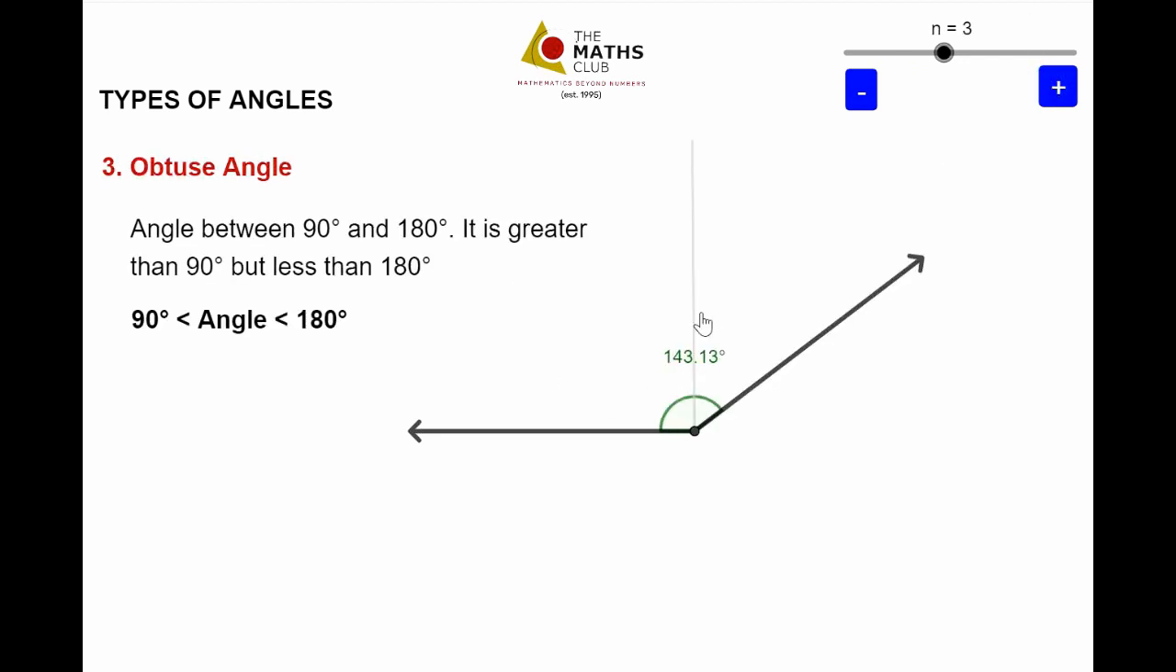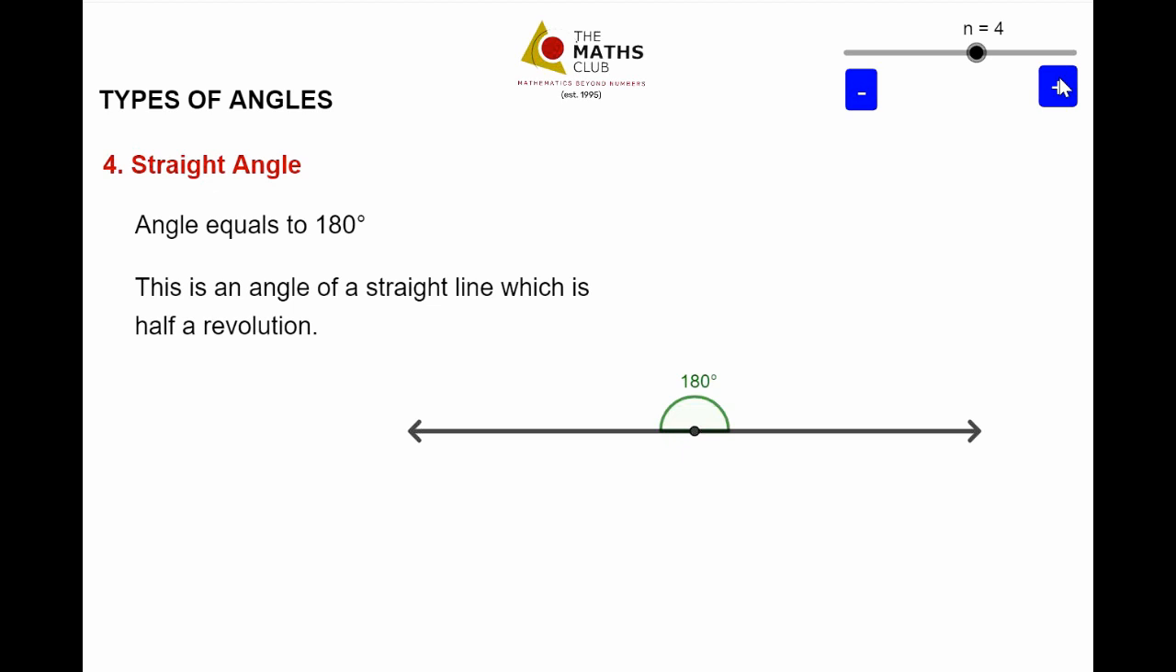This is an angle which is greater than 90 degrees, as you can see here, but it is less than 180 degrees. So the angle that you see here, this one, is 143,13 degrees. It is greater than 90, but it is less than 180, and we call it an obtuse angle. And then we have a straight angle.